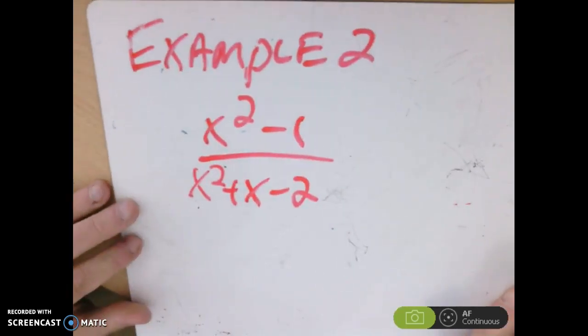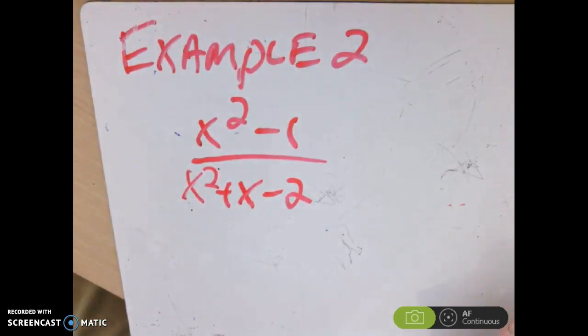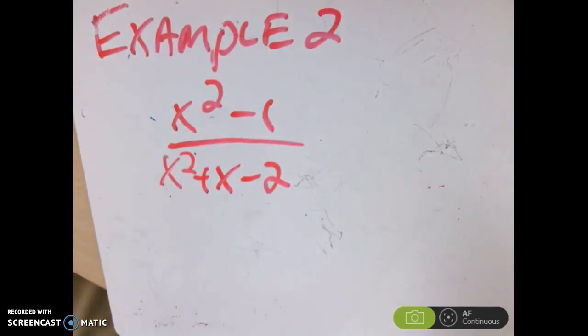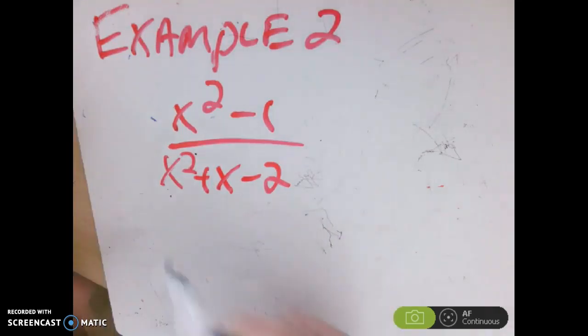Example 2 is here. And now I just want to simplify this rational expression. In order to simplify this rational expression, the first thing I need to do is figure out what are my domain restrictions for this. So there's no domain restrictions from the top, and for the domain restrictions from the bottom, I'm going to have to factor it to find them out. So let's just factor it.